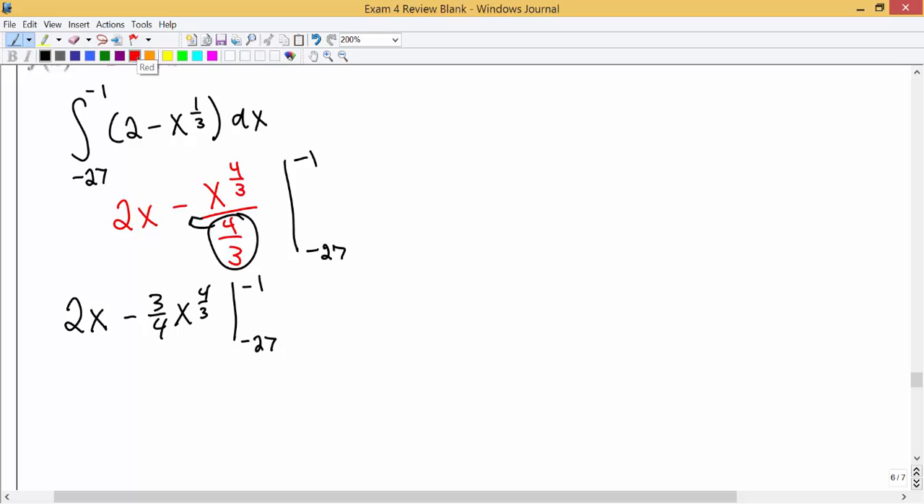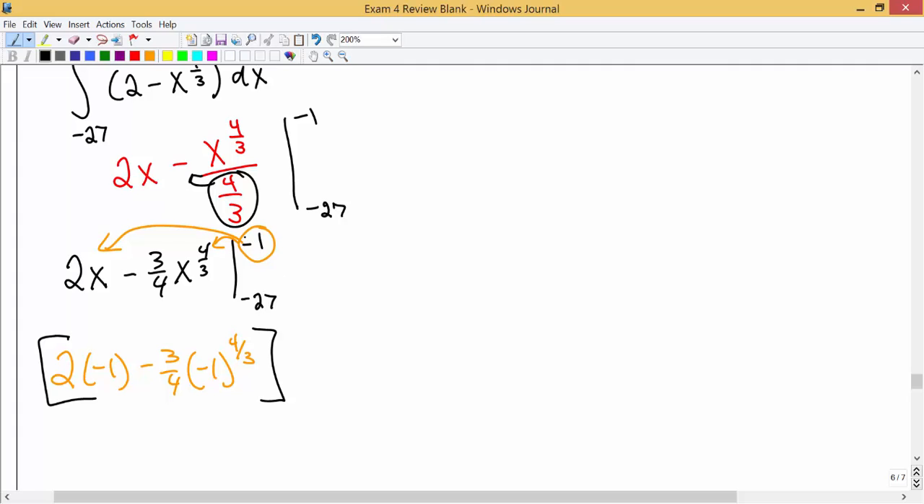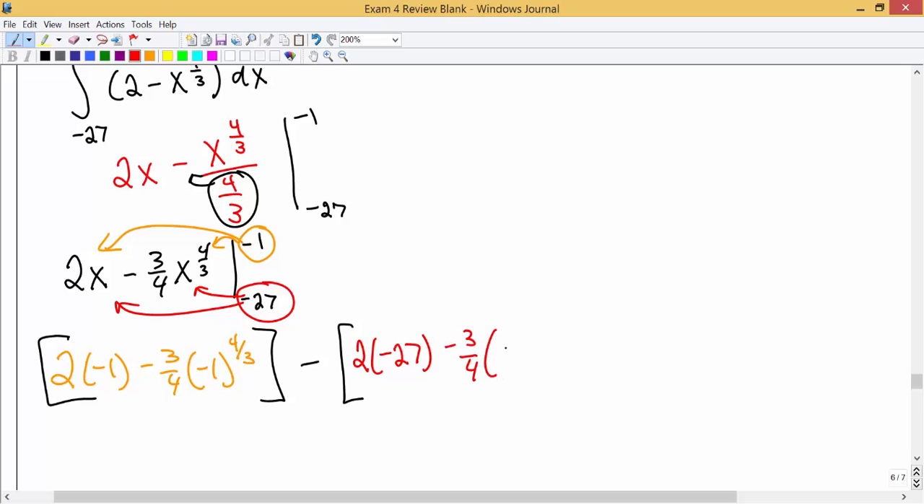Remember that when we evaluate at the upper and lower limits of integration, we put the upper limit in first. So that would be 2 times 1 minus 3/4 times 1 to the 4/3 power. So there's putting a 1 into the antiderivative. That's our upper limit of integration. Minus, now we're going to do the same thing for the lower limit of integration. So we're going to plug a -27 in place of x. So that would be 2 times -27 minus 3/4 times -27 to the 4/3 power.